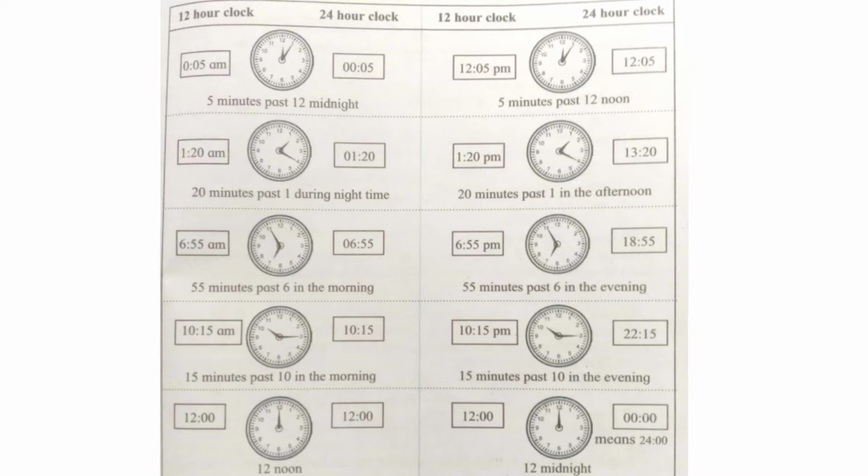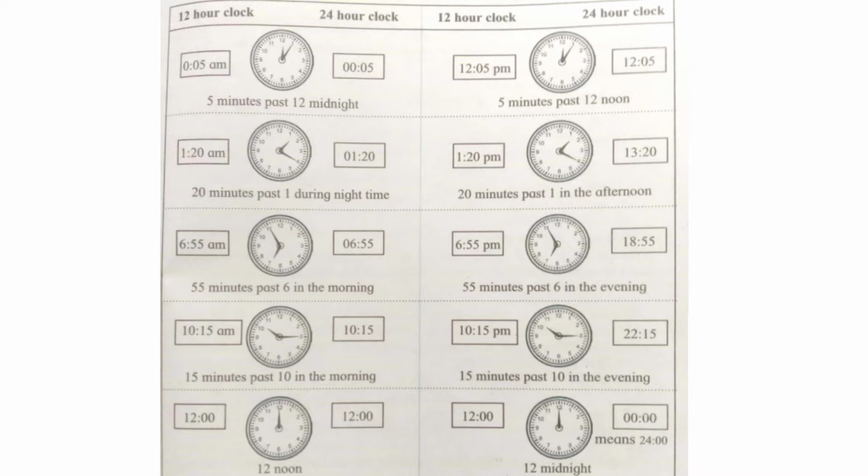Now let us have a look at the fifth clock. Both the hour hand as well as the minute hand are on 12. It means 12 noon as per the 12-hour clock as well as the 24-hour clock system.